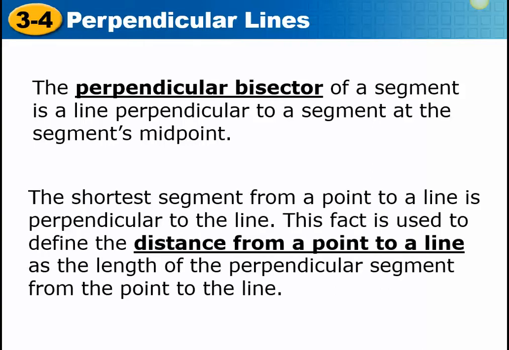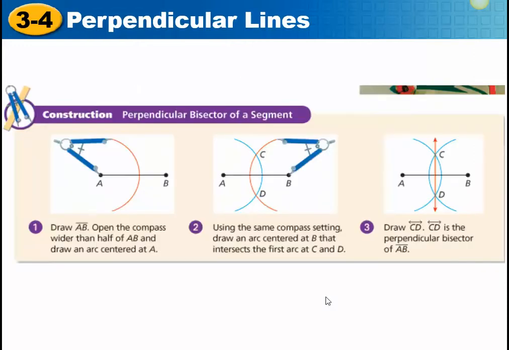The shortest segment from a point to a line is perpendicular to the line. This fact is used to define the distance from a point to a line as the length of the perpendicular segment from the point to the line. So if you're ever asked to give the distance from a point to a line, it's that perpendicular distance because that is the shortest.